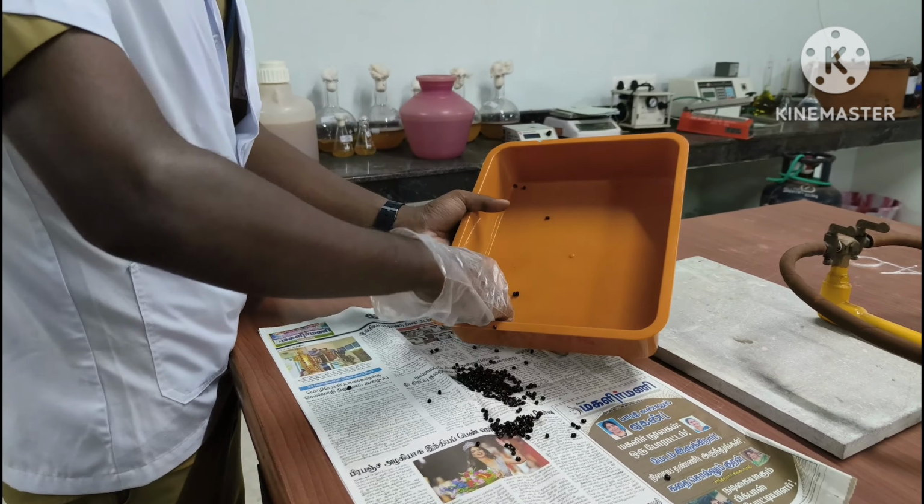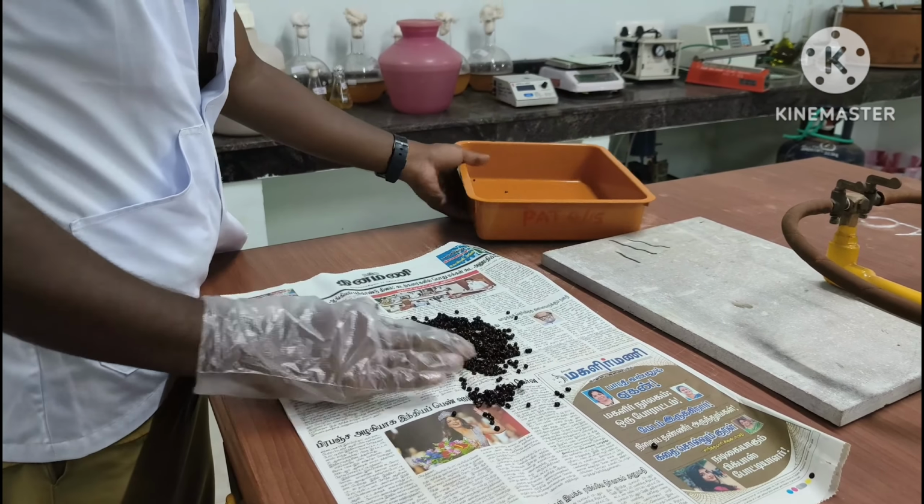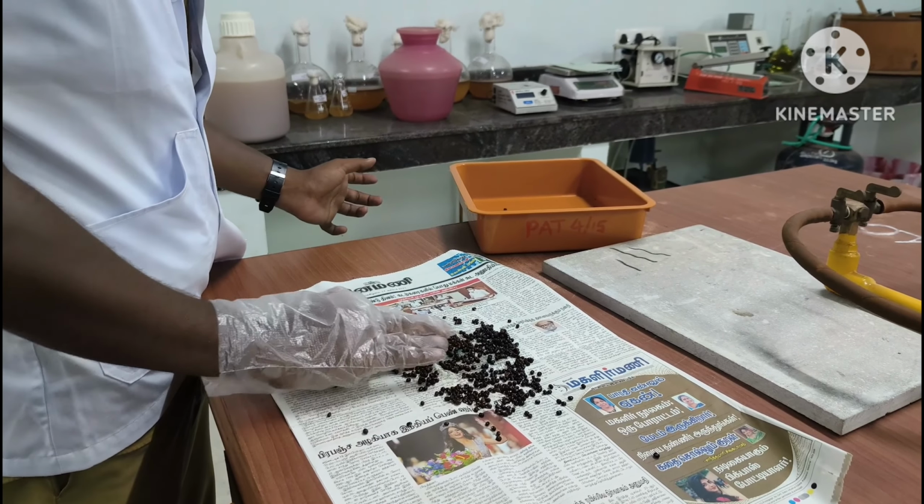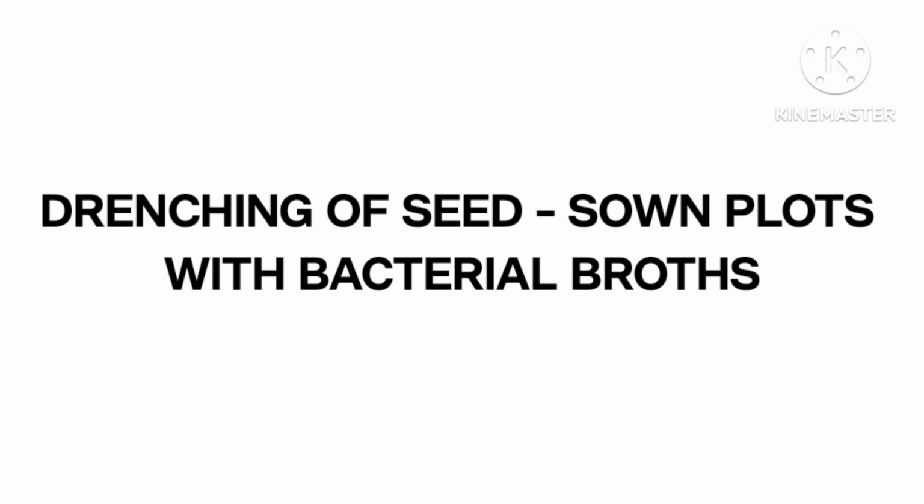The treated black gram seeds were then allowed for shade drying for about 30 minutes. The shade dried seeds were then used for sowing. Drenching of seed sown plots with bacterial broths.